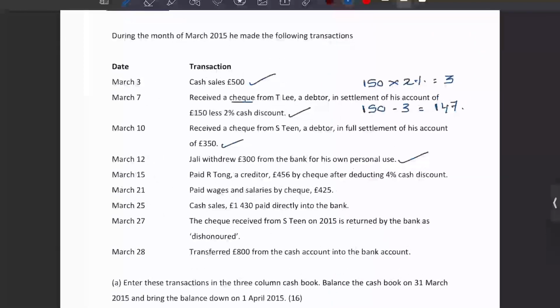When the owner takes money for personal use, what do you call it? Drawings. Drawings account is always debited. Now read this and see.